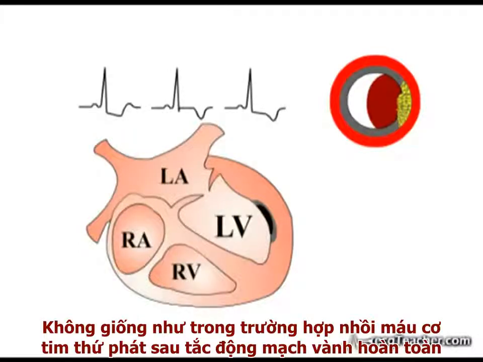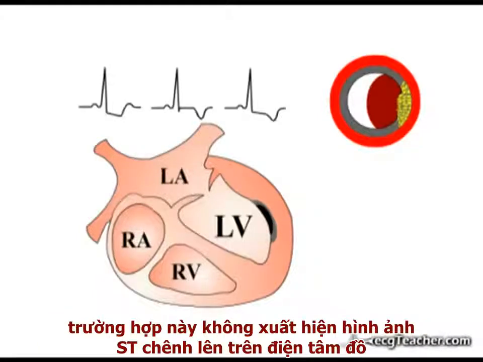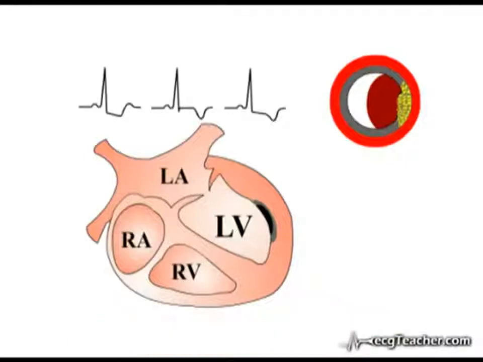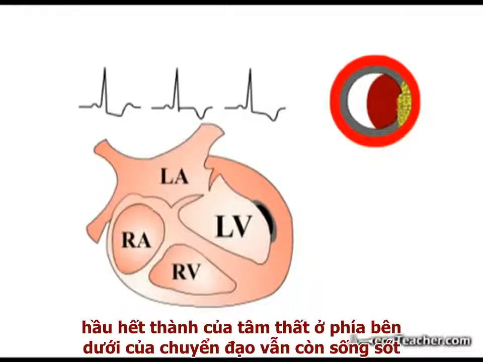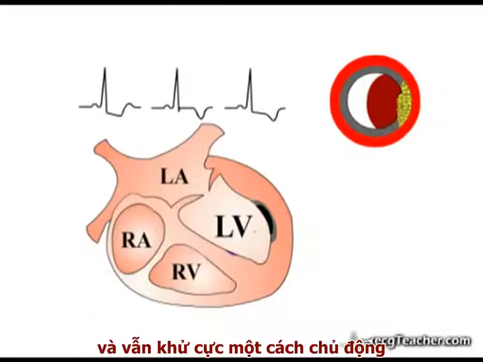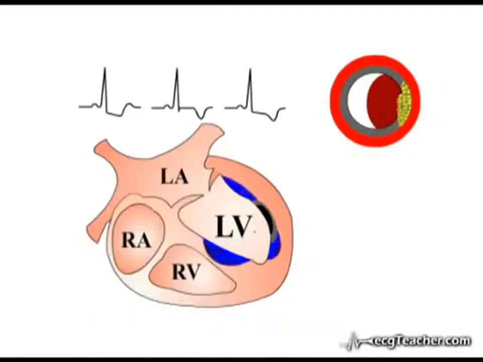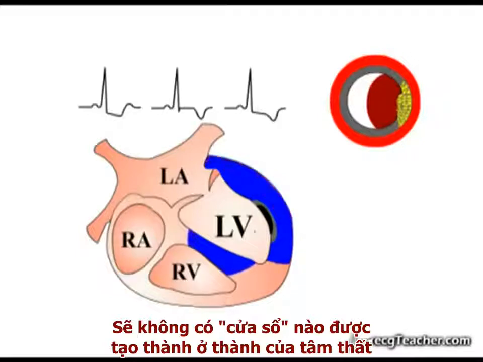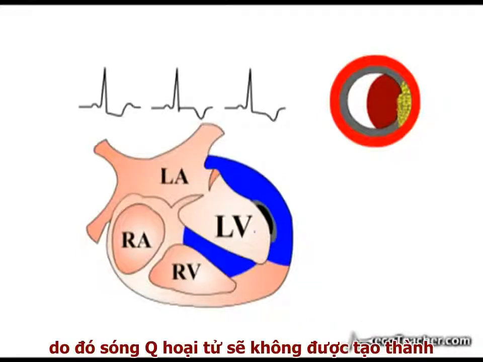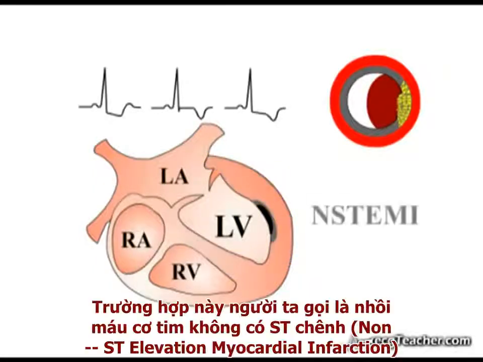Unlike infarction secondary to complete vessel occlusion, ST elevation is not observed on the ECG. Also, as much of the myocardial wall under the lead remains viable and actively depolarizing, no window is created into the left ventricular cavity, so pathological Q waves do not develop. This is a non-ST elevation MI.